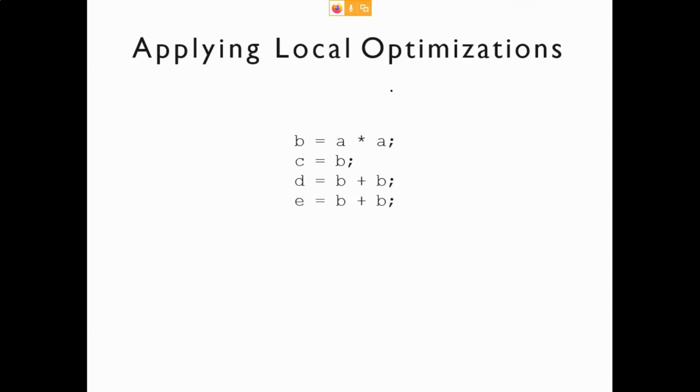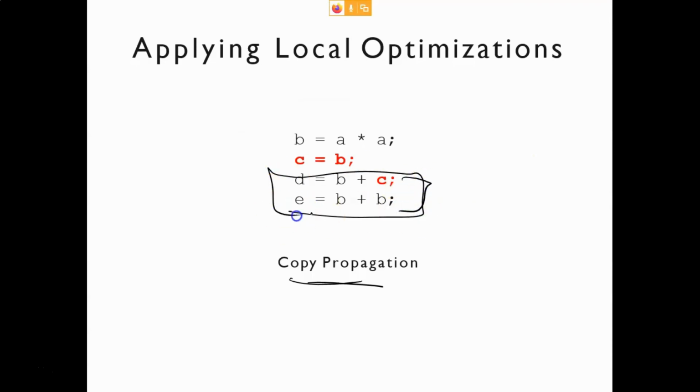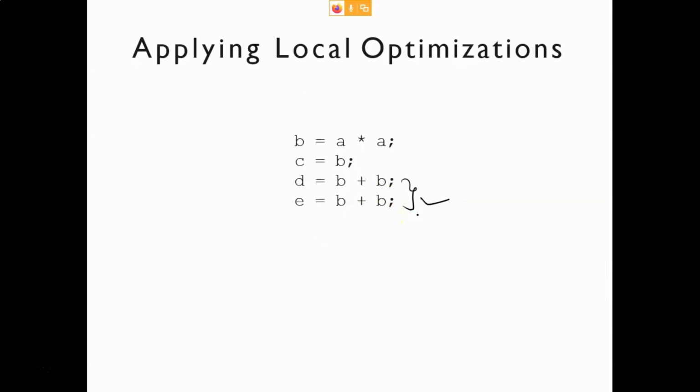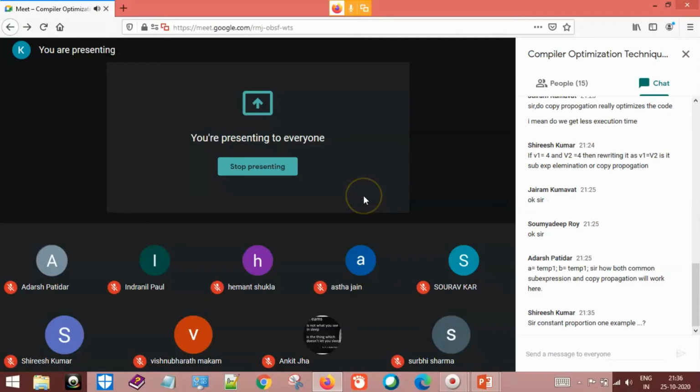Now Jairam was asking, why do we do the copy propagation? This is why: after this copy propagation, we can do the common sub expression elimination. Because in these two statements you cannot do the common sub expression elimination, since here you have B plus C, here you have B plus B. But once we apply the copy propagation, we will get this basic block. Now we can apply the common sub expression elimination. This B plus B, what we can do, wait a second.